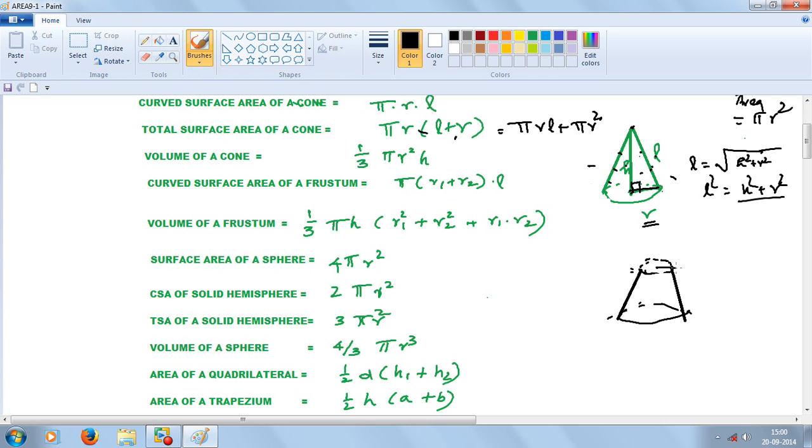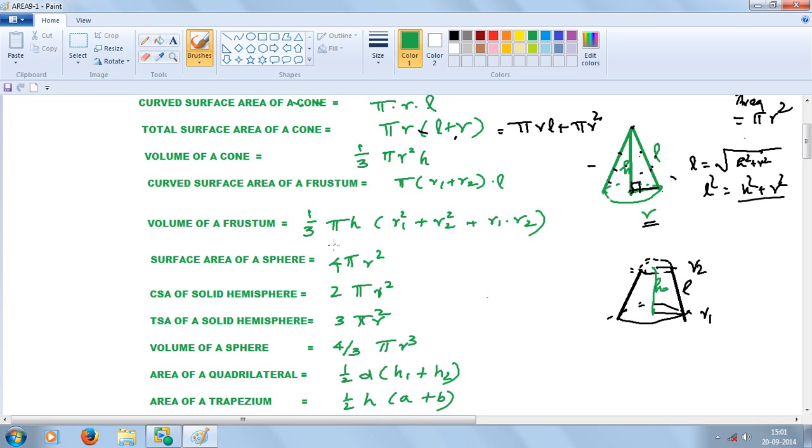So the radius at the bottom, and the radius at the top. Here we will name it as R1, the radius at the top as R2. Then the slanting height as L. We'll change the color. What is the height from the center at the top to the center at the bottom? This is H.